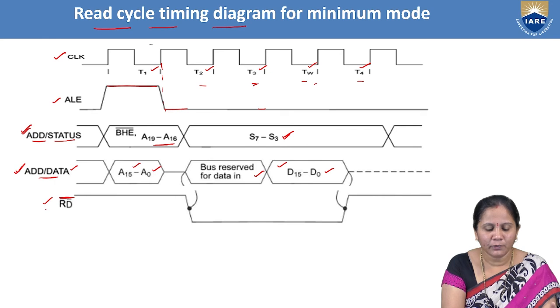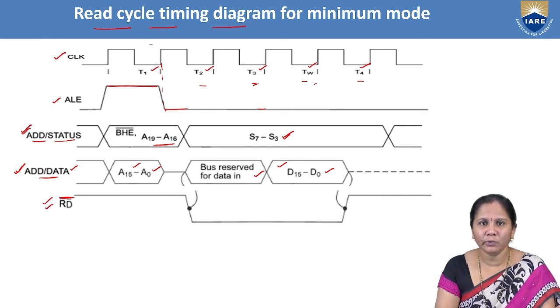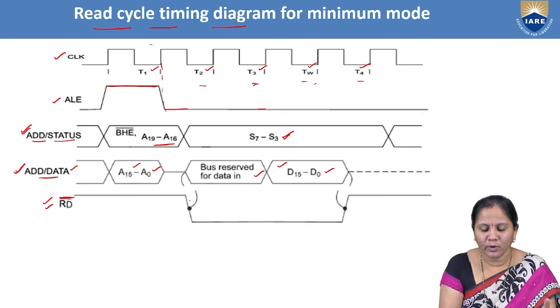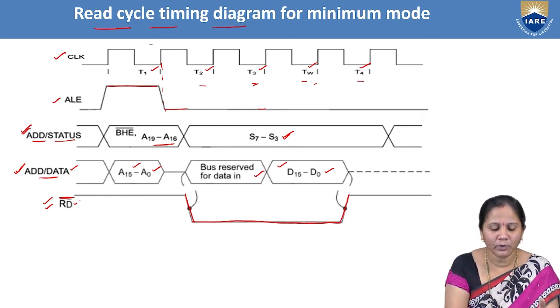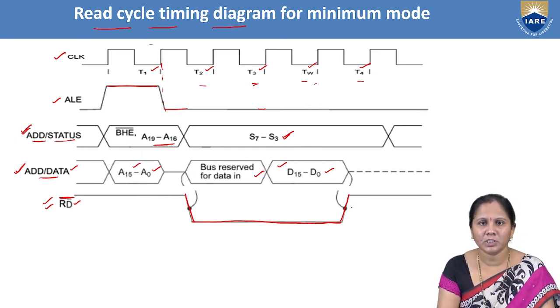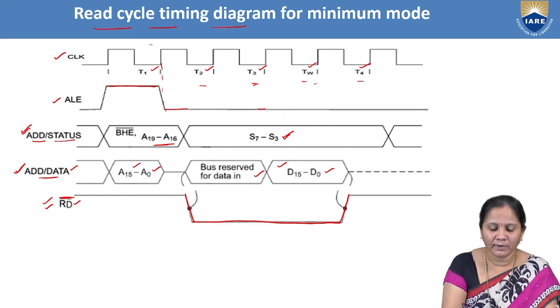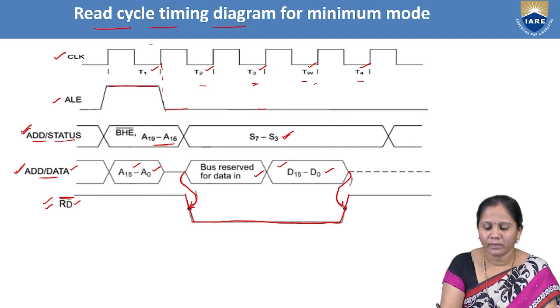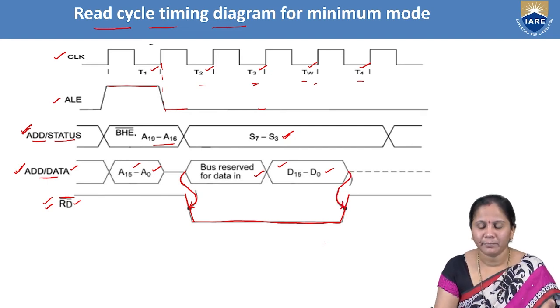Especially if you see this read signal, it is an active low signal. So in order to say that the read operation is being performed during those time periods, you have to represent it with logic low only. That means with a negative pulse. Because this is an active low signal, you have to represent it with a negative pulse in order to say that the read operation is performed. Wherever the data information is available, only in that can it be read or written.